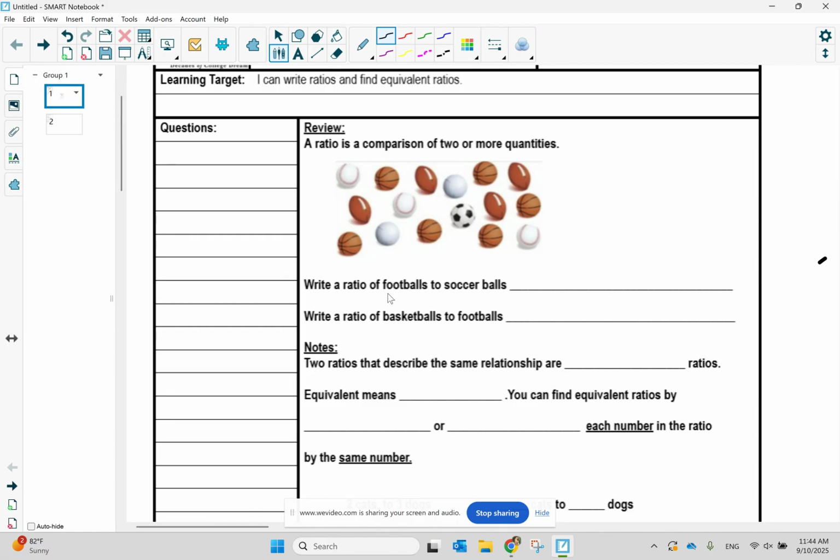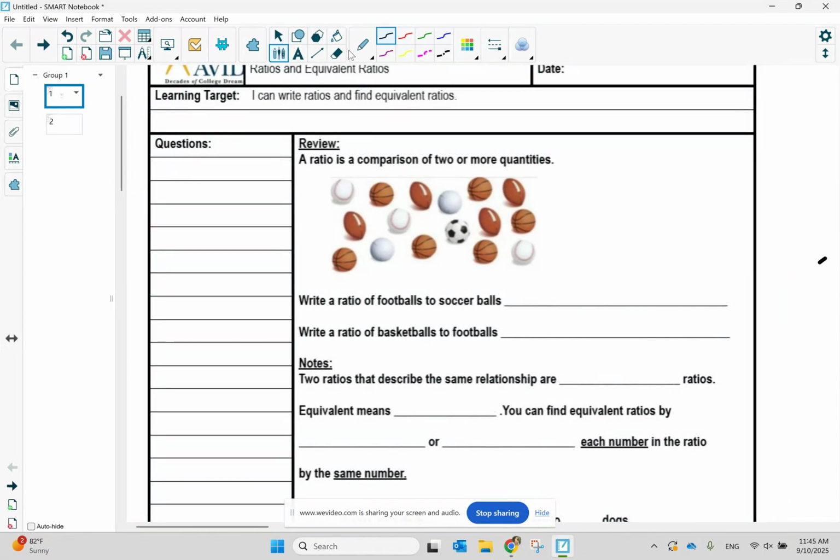So if we want to write the ratio of footballs to soccer balls, I have to put the number of footballs first because the word footballs comes first. So I would count 1, 2, 3, 4 footballs. So I'd have the ratio 4. And then you can use the colon, you can use the word to, or you can use a fraction bar. Fastest way is to use that colon. So 4 footballs to 1 soccer ball.